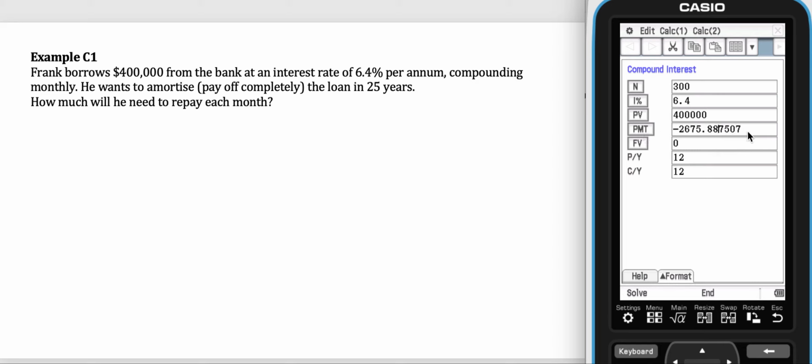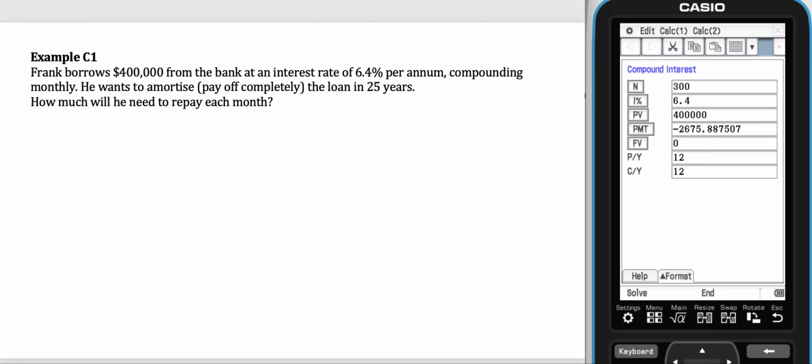So that number there that's negative 2,675.887507, that is the size of the monthly payment. The reason that it's a negative number is because that money is going to be going to the bank. And remember that when we pay money to the bank, that's a negative in Finance Solver. So the reason that it's negative is because it's indicating that that's money that Frank has to give to the bank.